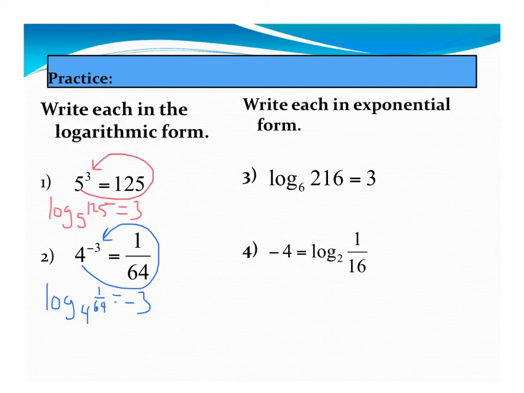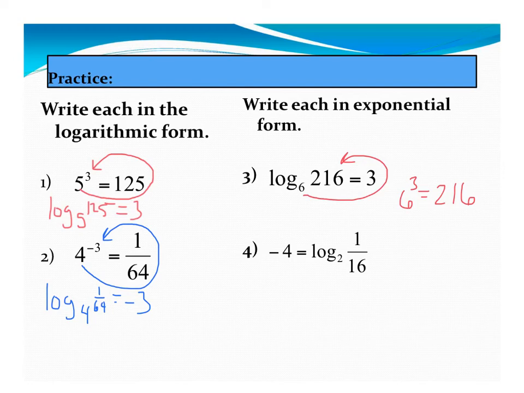Now let's go the other way, from logarithmic to exponential. 6 raised to the third equals 216. It's as easy as that. 6 raised to the third equals 216, and that makes sense there, and you can even plug that in your calculator and say 6 raised to the third, and it will tell you it equals 216.